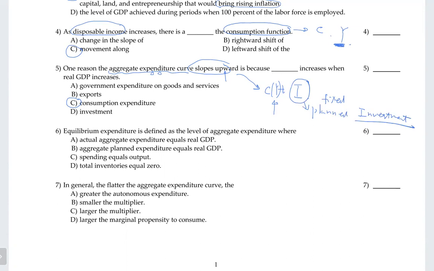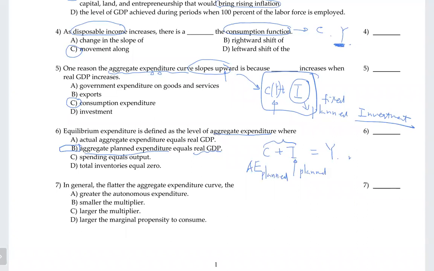Now, question number 6. Equilibrium expenditure is defined as the level of aggregate expenditure... the answer is B, aggregate planned expenditure equal to real GDP, right? So they're just coming from here. C plus I equals Y. And this I is planned. And the left-hand side is the planned AE.